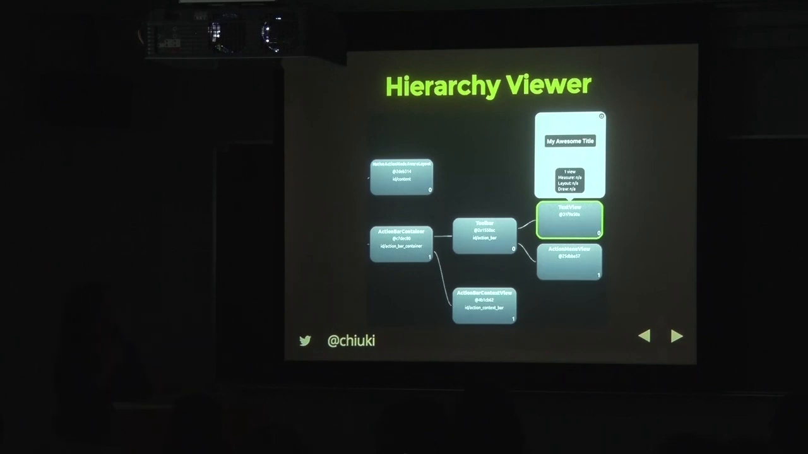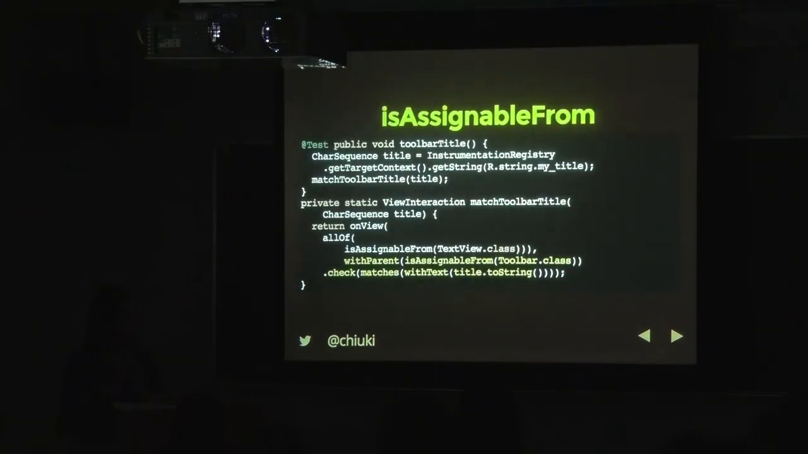The bad news is that this text view doesn't have an ID associated with it, so I cannot use the withID matcher. So how are we going to find this? We notice that the text view is a child of the toolbar, so we can use that to find this text view and then to verify it. So here, I am going to write my own function that will look for the toolbar. The test on top is the test method. I will call the matchToolbarTitle method, which is the second one.